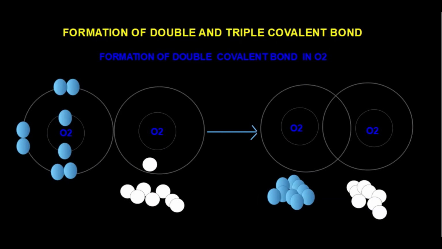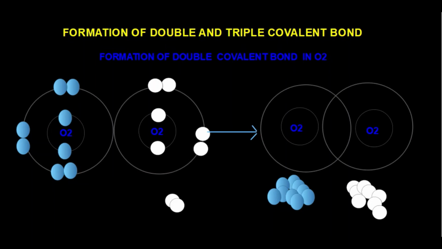Similarly, for this oxygen we will also place 2 electrons in its first shell. In K shell, 1, 2. In the L shell there are 6 electrons, so we place 6 electrons in L shell. 2, 3, 4, 5, 6. These are the electron dot models of oxygen atoms. Now for sharing, each oxygen atom contributes 2 electrons. Now we see how formation of double covalent bond takes place between 2 oxygen atoms.